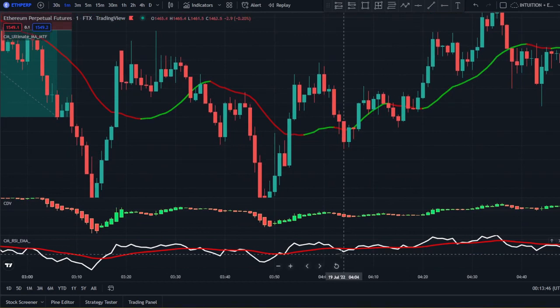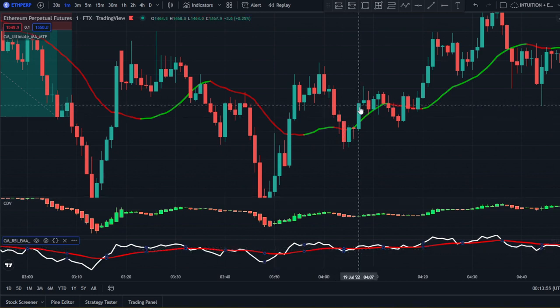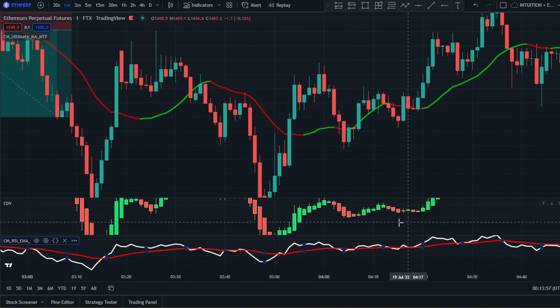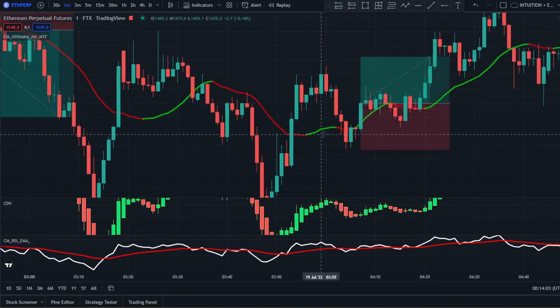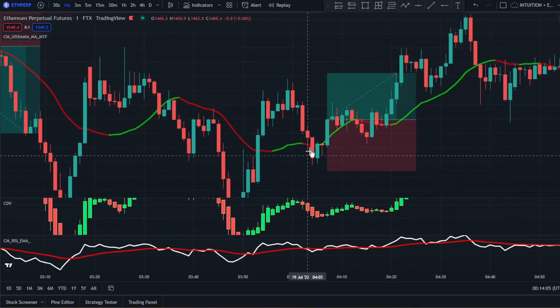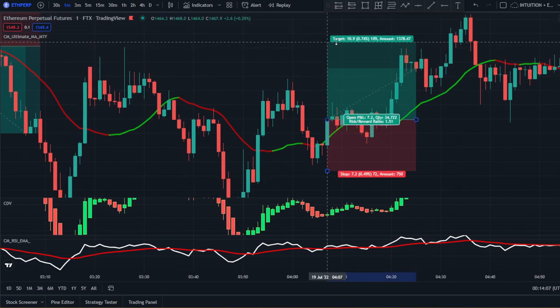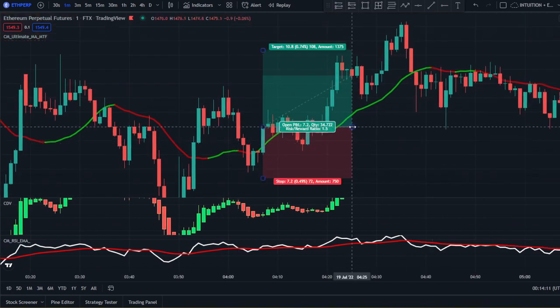So we look at the chart carefully, we see that there is a crossover of the white line above the red line at this point right here on this candle. We look at the CDV indicator, it shows that it's green, and the price is above the trend line, and the trend line is green in color. So that is your valid position to go long. So let's take a 1.5. Stop loss will be right below the swing low, same thing as previous.